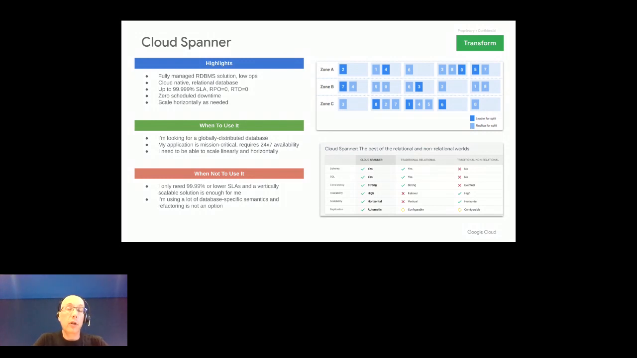So Cloud Spanner does support SQL statements. Of course, it's a relational database, but it does not support things such as TSQL, PGSQL, or PLSQL, or those specific database engine code, right? So they will have to be refactored.